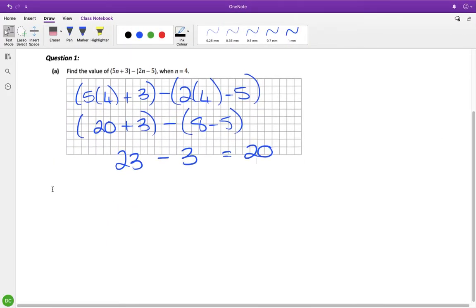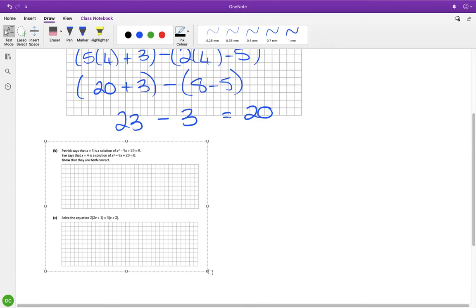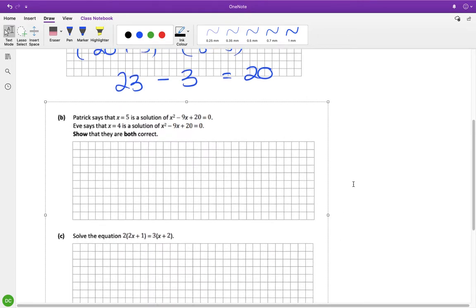Okay, so Patrick says that x equal to 5 is a solution of x squared minus 9x plus 20. Eve says that x equal to 4 is a solution of x squared minus 9x plus 20. Show that both are correct.